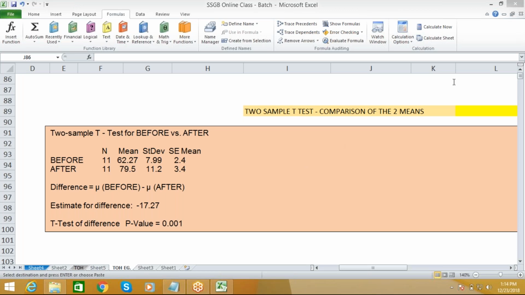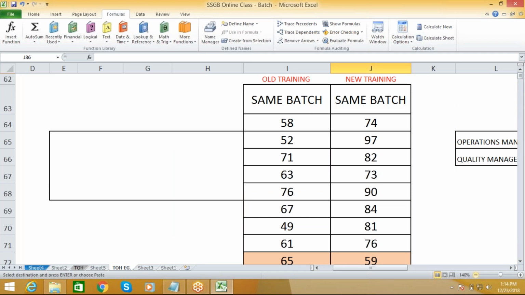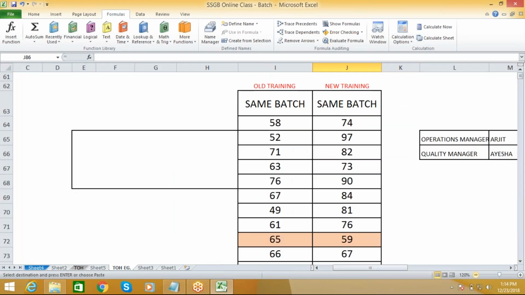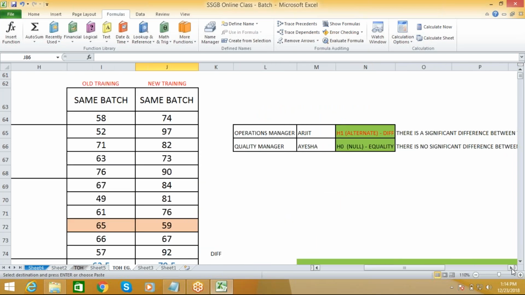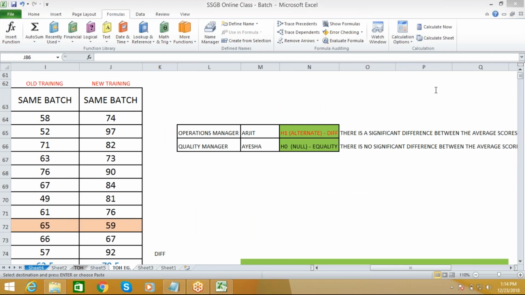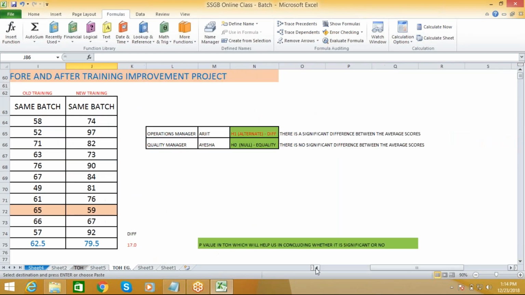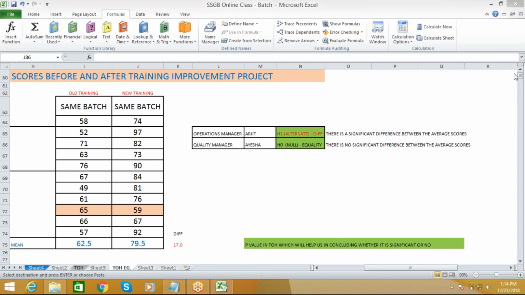Yes, because it's less than, if P is low, null will go, null will be ruled out. Correct? So you need to select the alternate hypothesis. Okay, now scrolling up. If your alternate hypothesis is true, then who's correct? Is it me or is it Arjit who was right? Yes, so Arjit was favoring the alternate hypothesis. He said that there is a significant difference. So now coming to the practical action, what do we do? Can we close the project or should we rework on it?